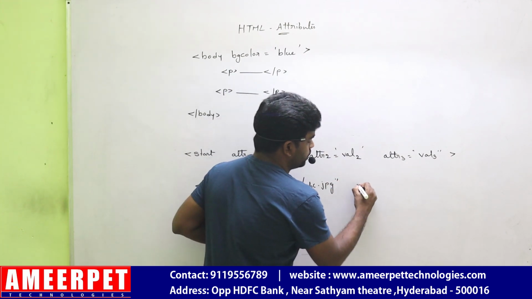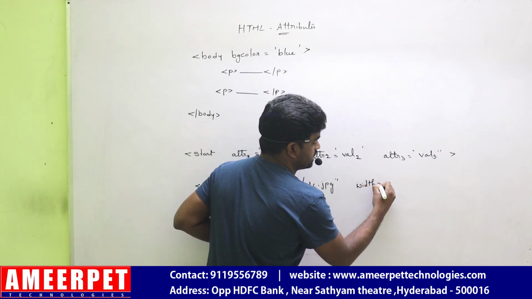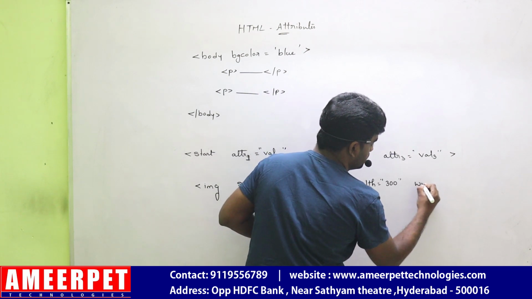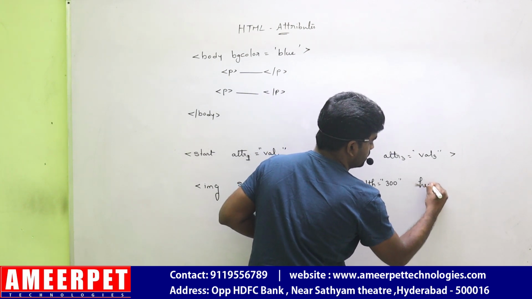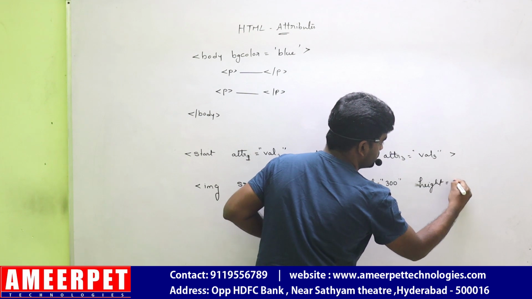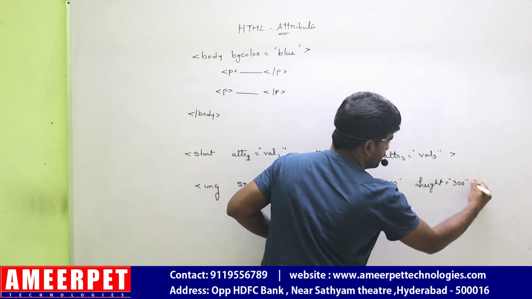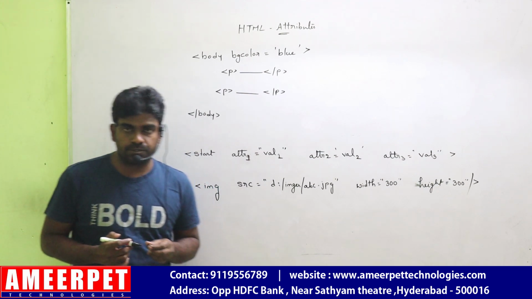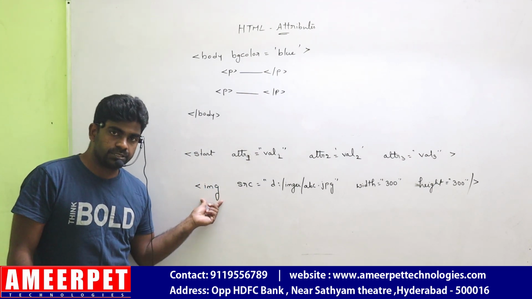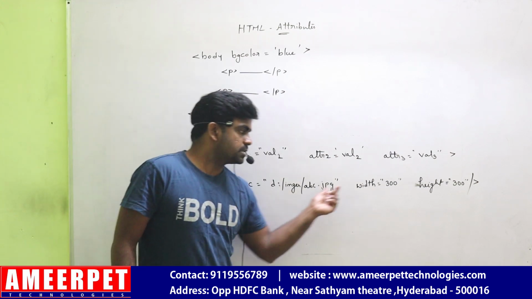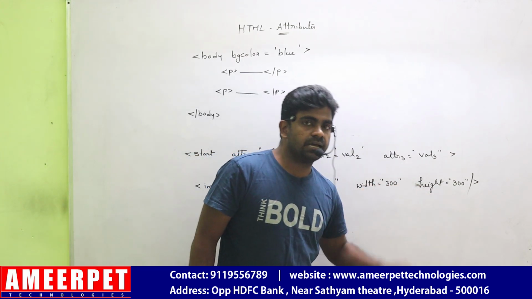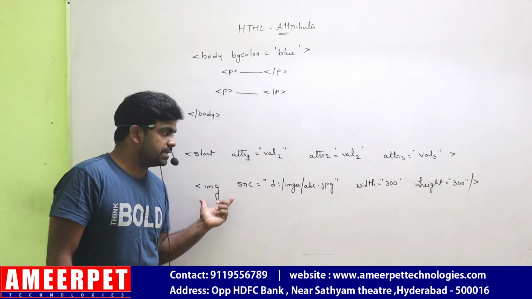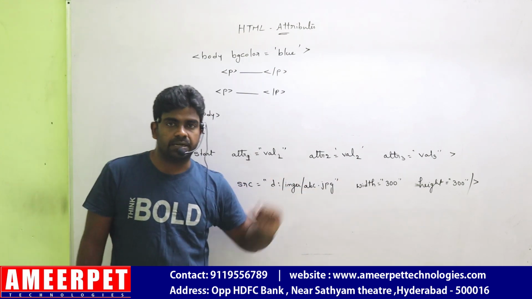Next, I want to give a fixed size, whatever the original size is, but I want 300 pixels width and 300 pixels height. This is one simple example I'm taking to explain the image tag attributes. So this image tag is taking three attributes. One is src, the second is width, and the third is height. They specify the image with some properties.